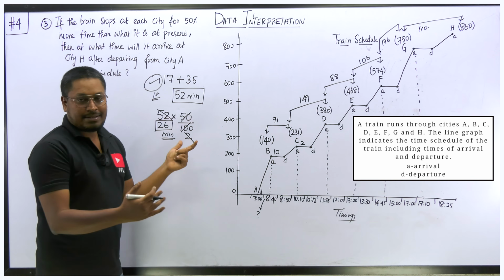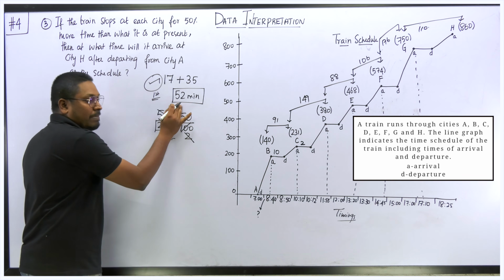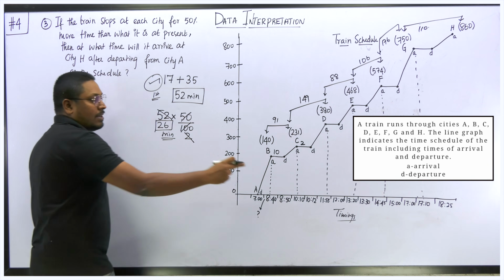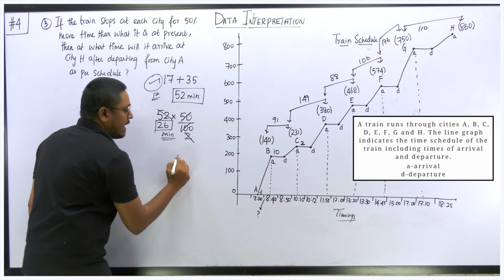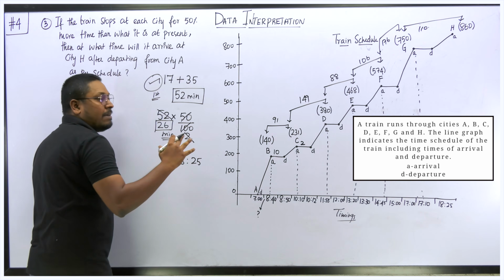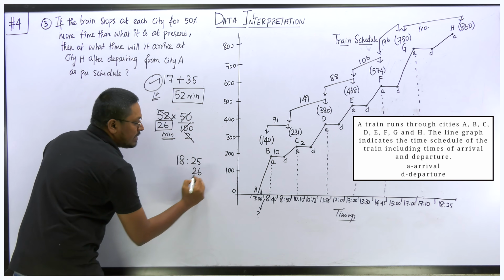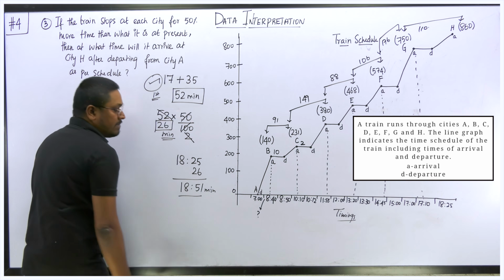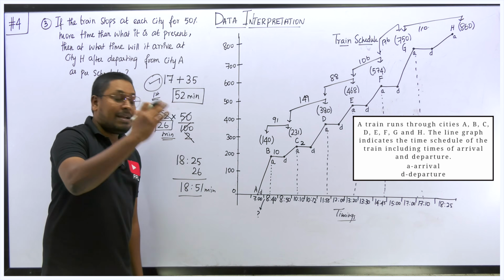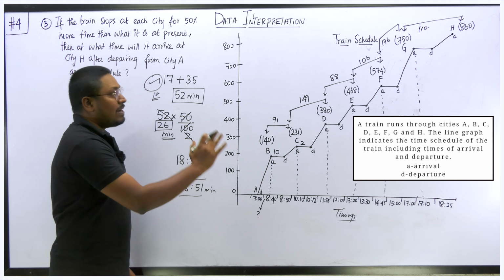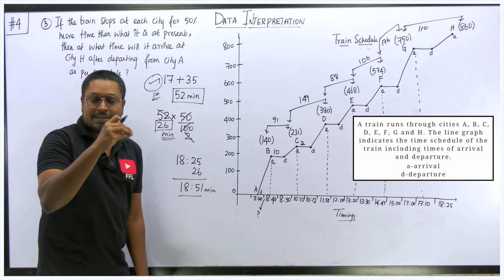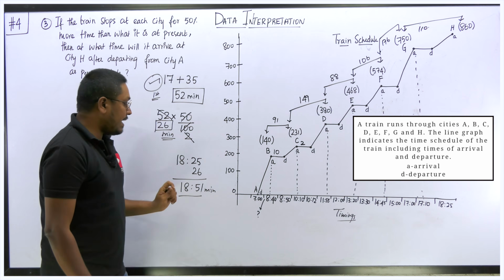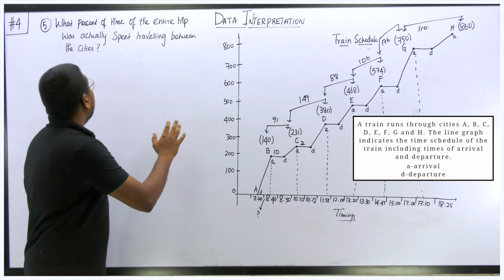So 26 minutes extra. The actual stoppage time is 52 minutes, so because of 50% more, it takes 26 minutes stoppage time extra. The actual time to reach city H is 18:25. Now if 50% more on each station, additional 26 minutes have been added. So 18:51. Finally from city A to city H, the last arriving time on city H, if the rest time at each station was 50% more, then the train reaches city H at 18:51. So here is the last question.